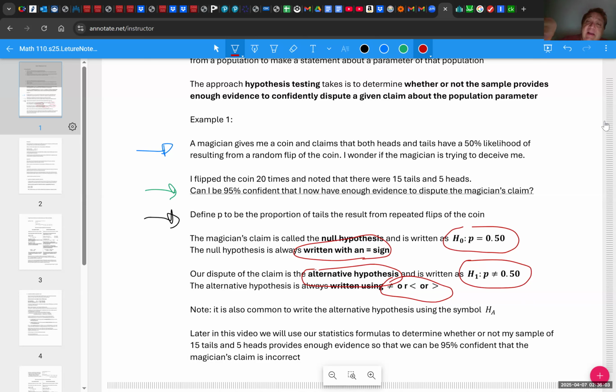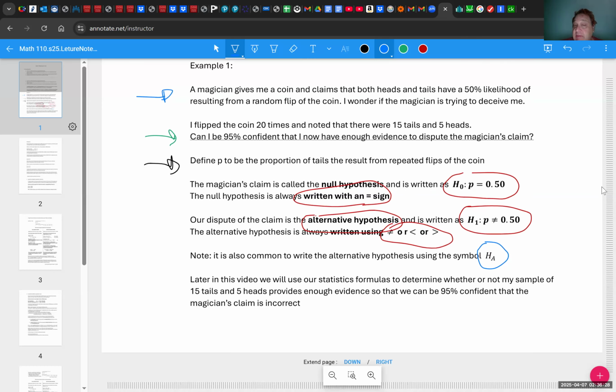By the way, many books use H sub A instead of H sub 1. There are different ways of writing out the null and alternative hypotheses, so be aware that sometimes the notation changes, but the wording alternative hypothesis and null hypothesis will remain unchanged. I'm not going to go through the math right now. We're going to do it later in this video, but the idea is we're going to use our statistical formulas to determine whether my sample of 15 tails and 5 heads provides enough evidence that we can be 95% confident that the magician's claim is incorrect.